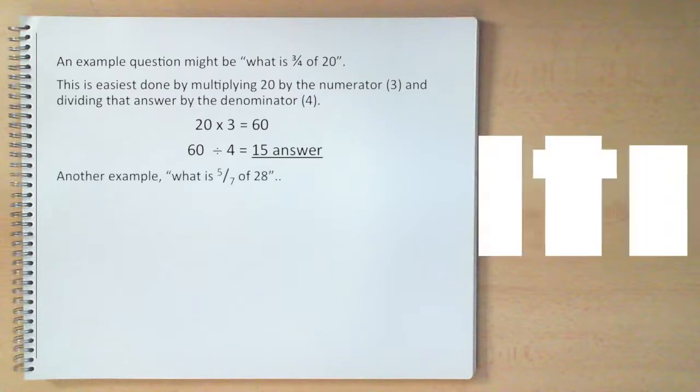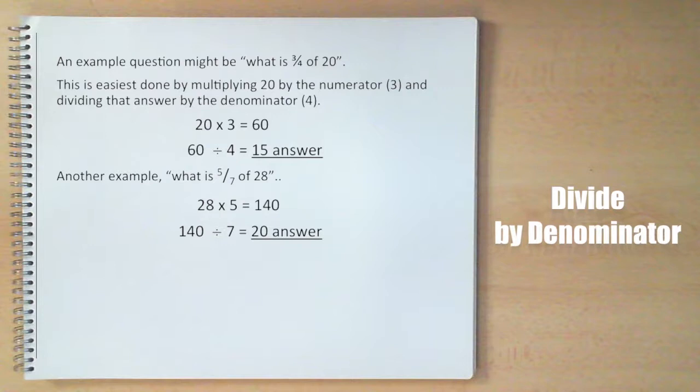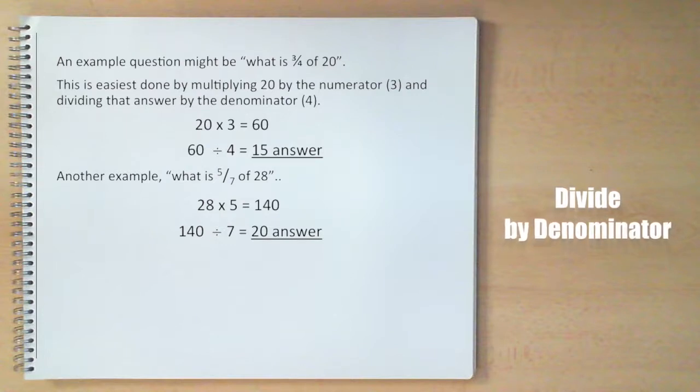Here's another example. What is 5/7 of 28? Remember, multiply by the top bit, the numerator, divide by the bottom bit, the denominator. 28 times 5, 140. 140 divided by 7 is 20, and that's the answer. So multiplication is always times by the top bit, divide by the bottom bit.